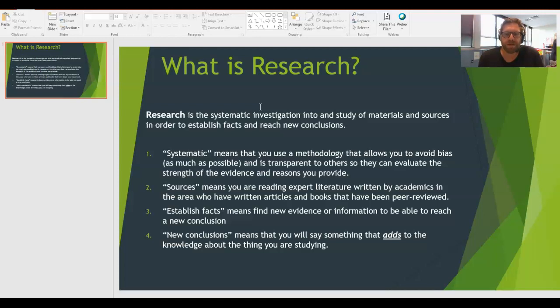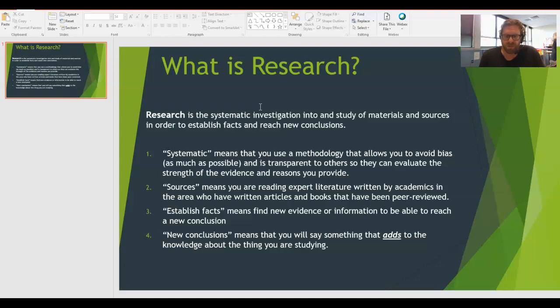Okay, so systematic means that you're using a particular methodological approach that is also transparent and clear, that allows the knowledge or information that you're creating, or the evidence that you're making, to be as truthful as possible. Okay. Now, the next bit. It says here, research is the systematic investigation into the study of materials and sources. Okay, so what do we mean by materials and sources?